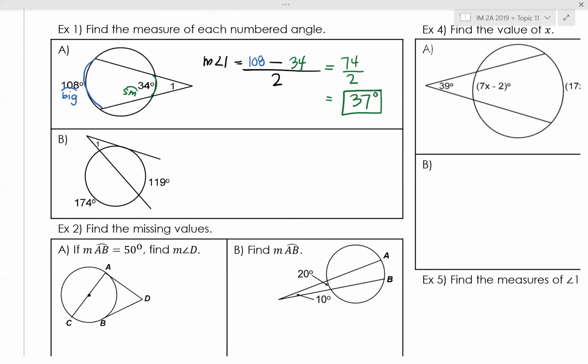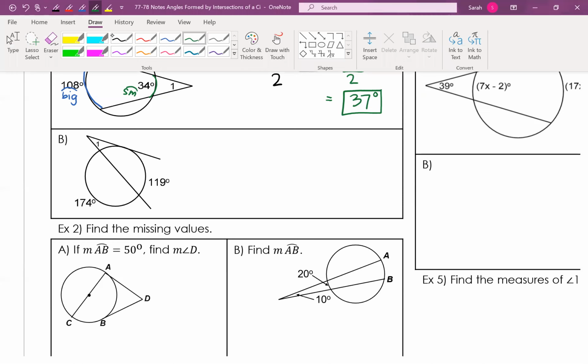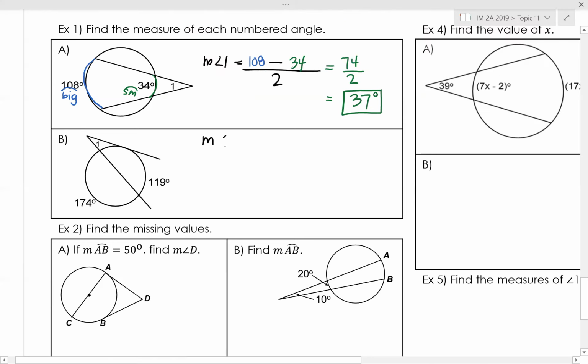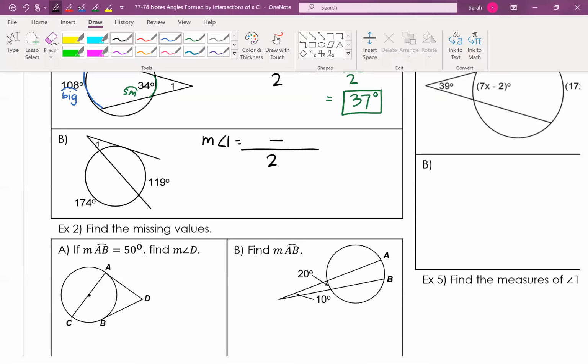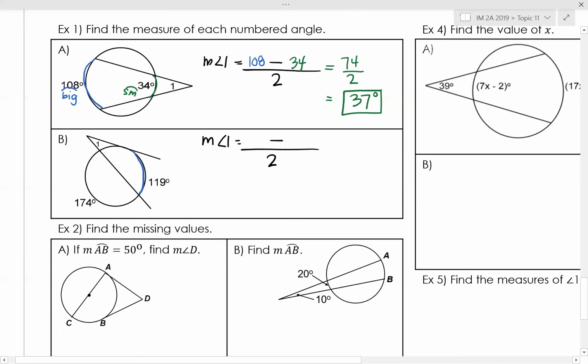For B, we know the big arc. So measure of angle 1 is going to be the big arc minus the small arc divided by 2. Looking at this diagram, the big arc inside here is 119 degrees. We have a problem though. We don't know what the small arc is.